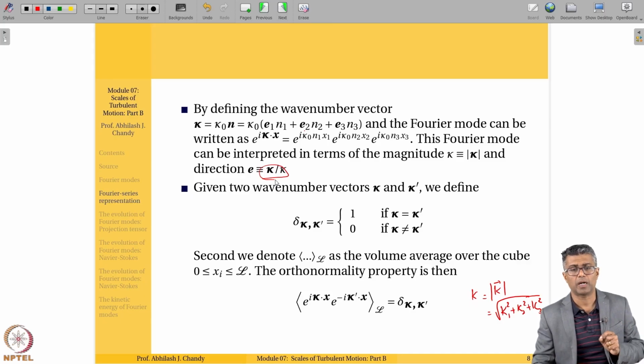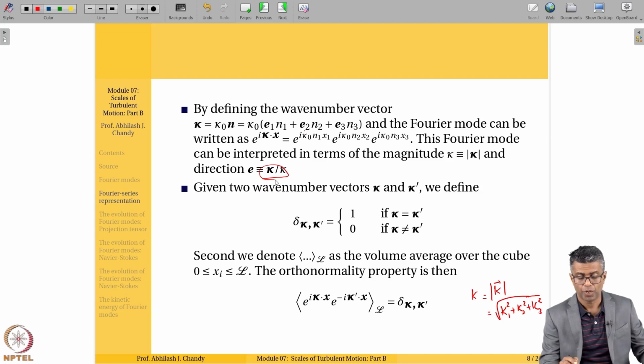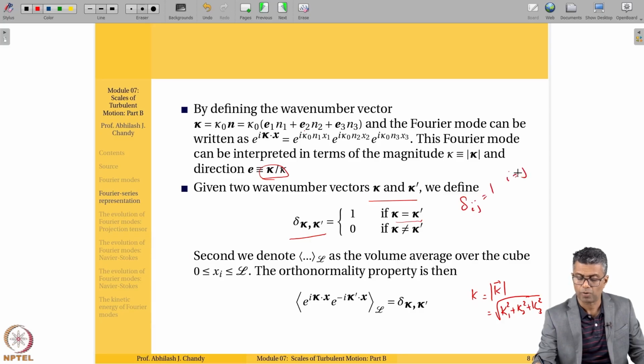Now, a couple more things we want to bring in. If you have two wave number vectors, kappa and kappa prime, then the Kronecker delta, delta kappa kappa prime, is equal to 1 if kappa is equal to kappa prime and is equal to 0 if kappa is not equal to kappa prime. This comes from the Kronecker delta definition, where delta ij is equal to 1 if i is equal to j, and it is equal to 0 if i is not equal to j, isn't it? That is exactly what I've written here.